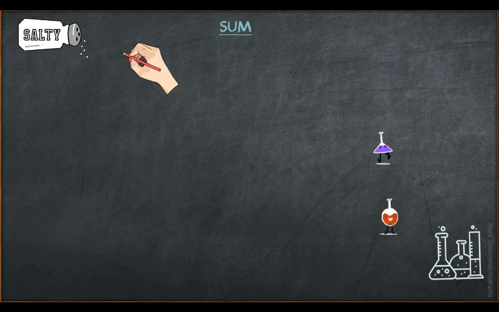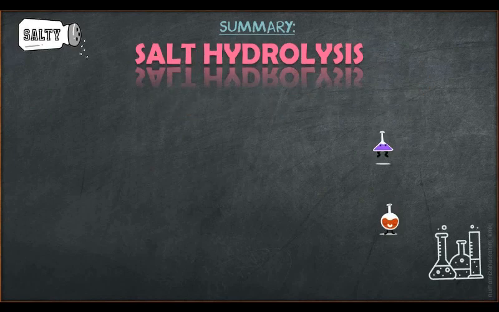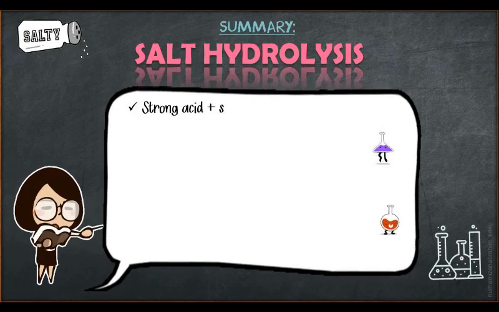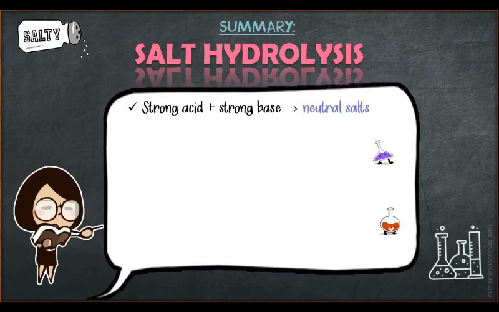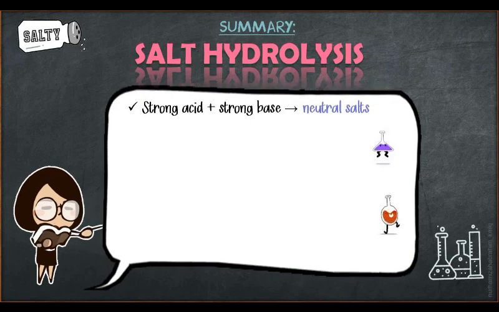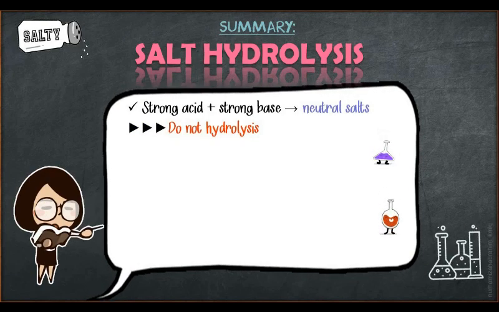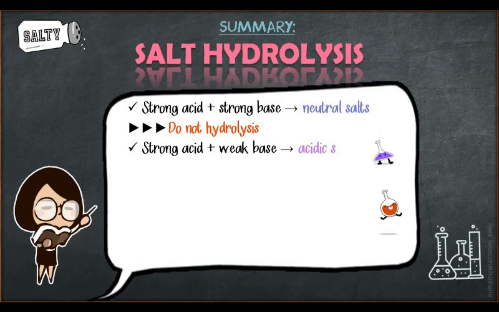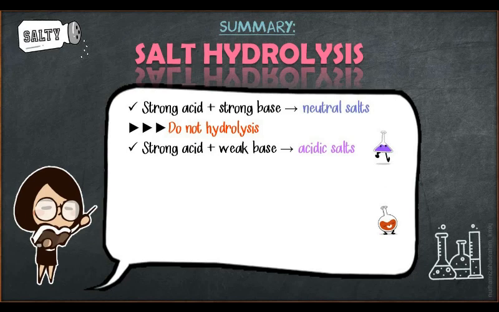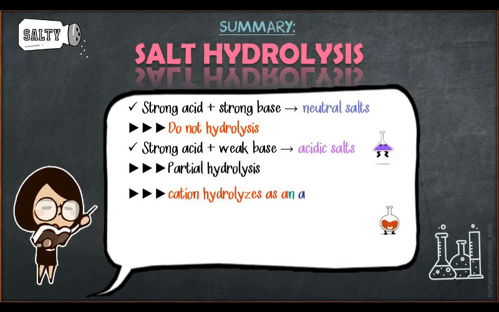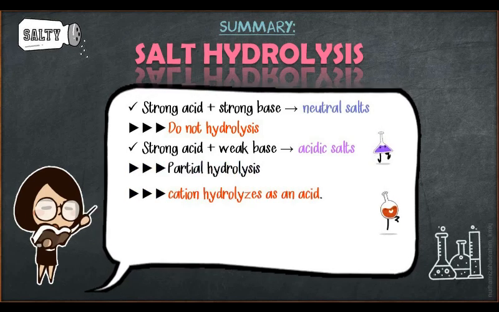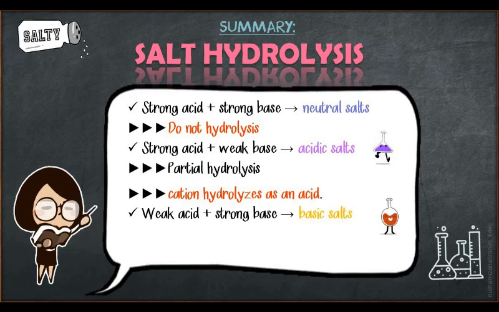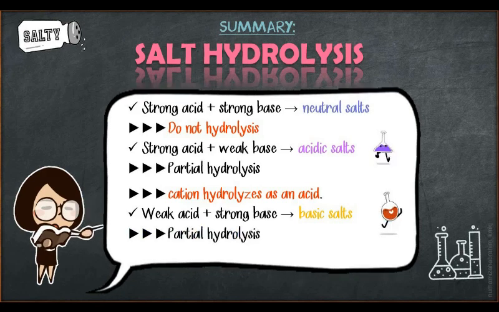This is the summary for the lesson about salt hydrolysis. First, strong acid and strong base will produce neutral salts, where both anion and cation from the salt do not undergo hydrolysis. Next, salt from strong acid and weak base produces acidic salt, where only the cation will hydrolyze by donating a proton. Lastly, salt from weak acid and strong base produces basic salt, where only the anion will hydrolyze by accepting a proton.